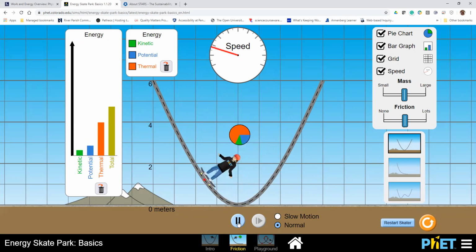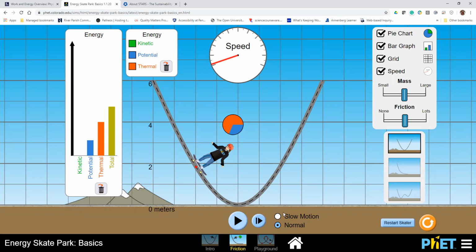But you notice something happening here. The skater started off way up here, and unlike on the other track, they don't come back to the same height. That is because now you see you have thermal energy in the mix. Thermal energy is just a fancy word for friction. Energy lost due to friction we call thermal energy.